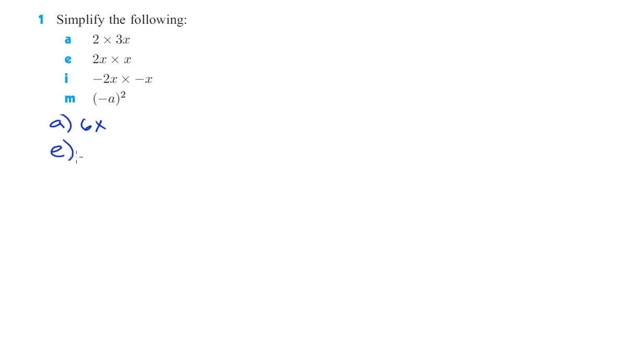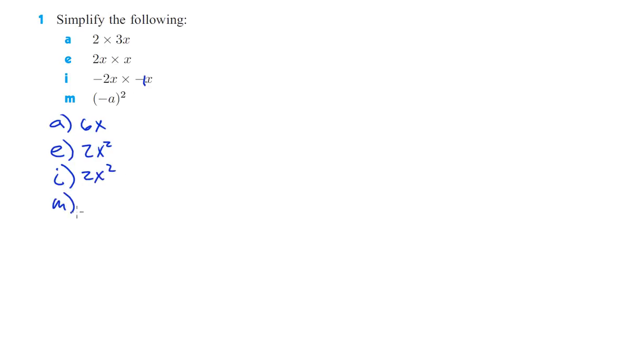Okay. E, we have 2x times x, nothing to multiply the constant by, so that just stays as 2, and then x times x gives us x squared. Okay. I, negative 2x times negative x, so think of this as negative 1x. So I do negative 2 times negative 1 is positive 2, and we have x times x is x squared.